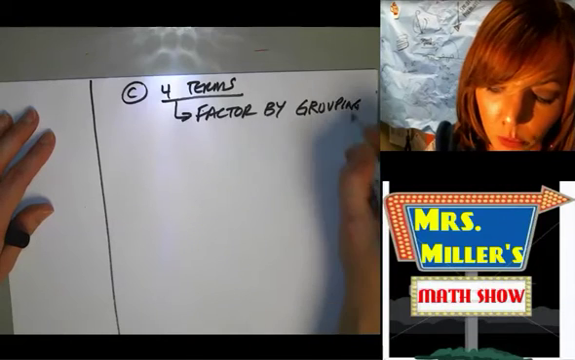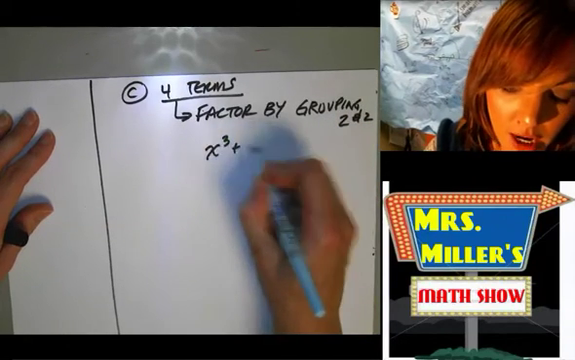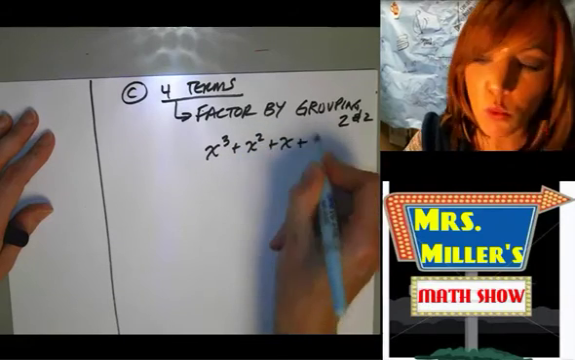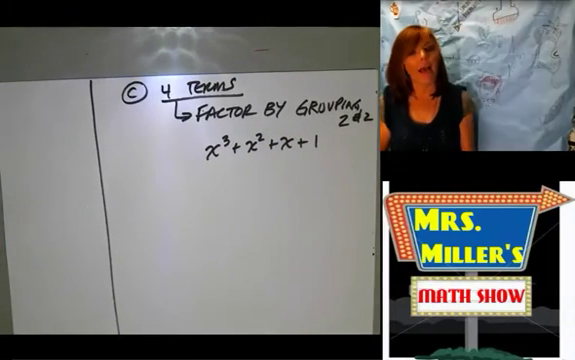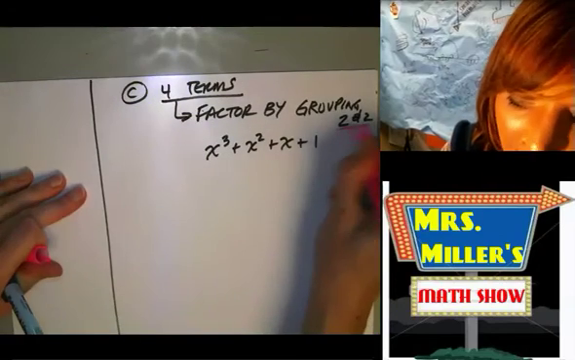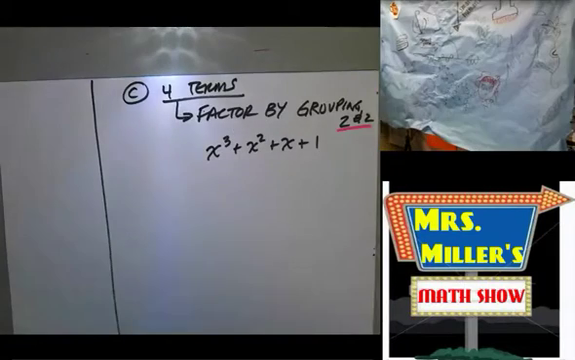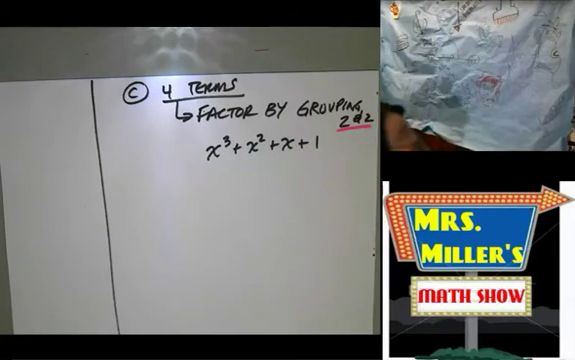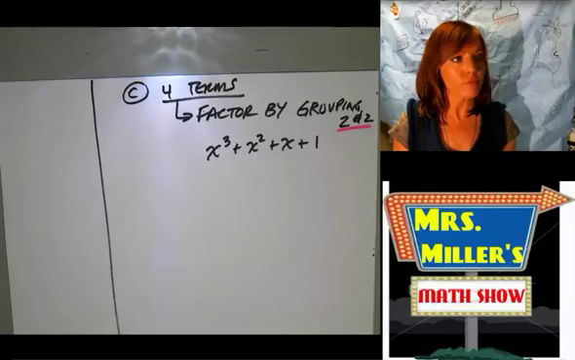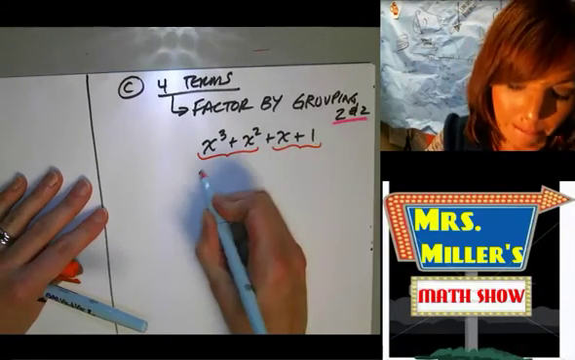Let's start with 2 and 2. So if you have something like x to the 3rd plus x squared plus x plus 1, we have 3 different types of grouping. The first one says 2 and 2. What exactly does 2 and 2 mean? Desi. The first two terms we factor, and then the next two terms we factor. Excellent. Everybody give it up for Desi.